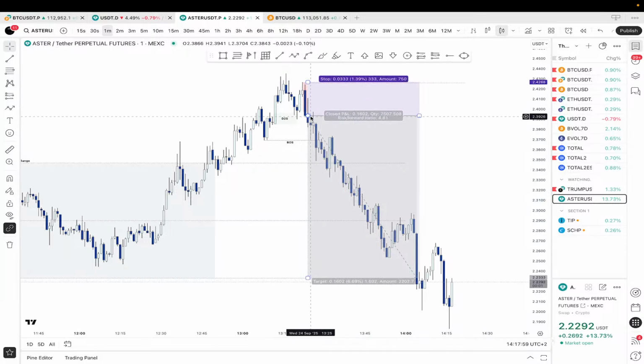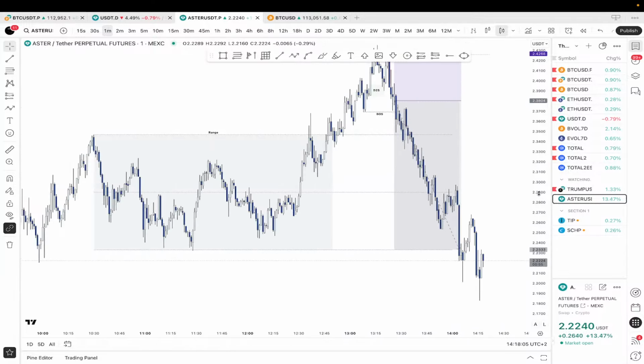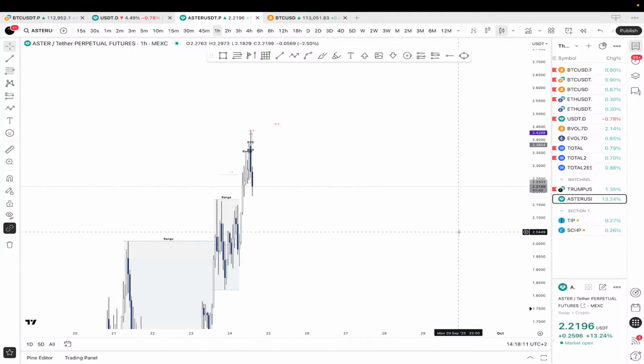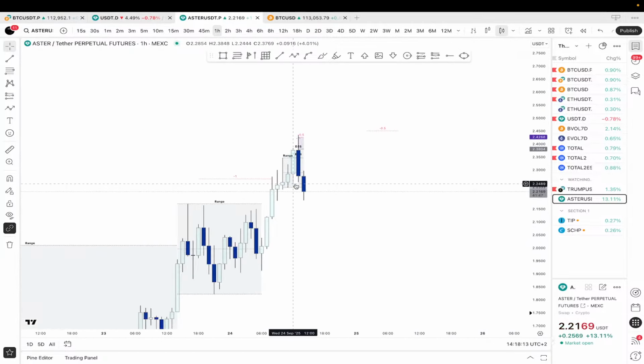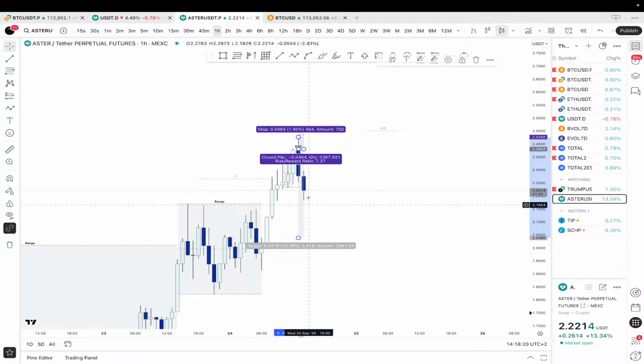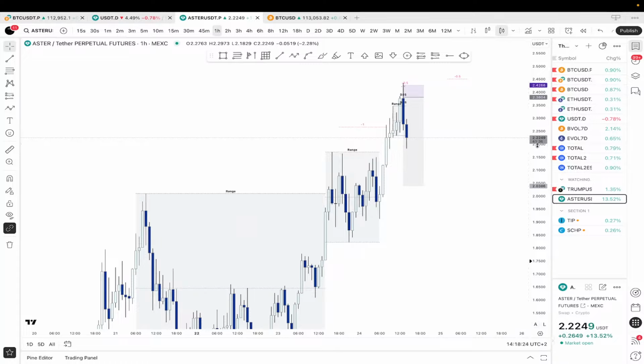Scaled in 0.5% here, 0.5% here. So your average entry gets around here. This is the technical target of this trade, but you know that we can also potentially be in a bigger PO3 where, yeah, this is your technical target. Not your technical target, but the level where I would like to take profit.